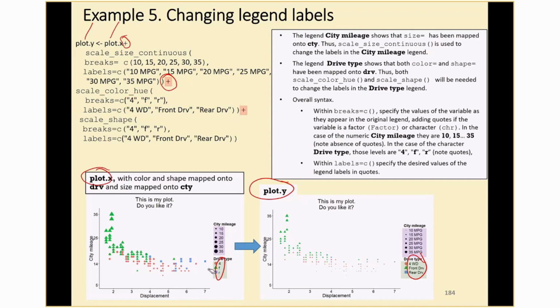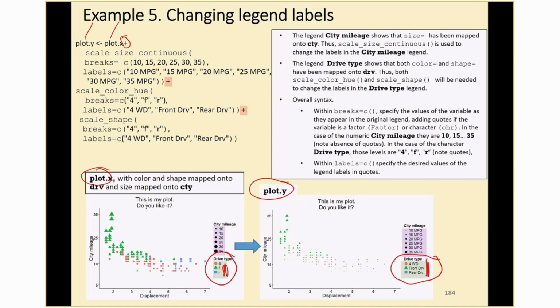This particular legend arose as a consequence of mapping both color and shape. So to change these labels, I'm going to have to use not only scale color hue, responsible for the mapping of color, but also scale shape, responsible for mapping the shape. And just kind of parenthetically, I would point out that most of the scales have these 3 words. Scale shape is an example of one that only has 2 words. But in any event, the process is going to be the same.